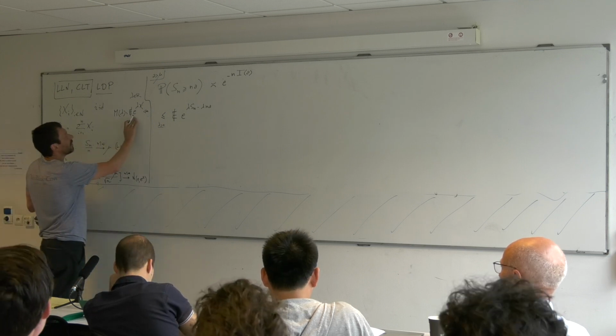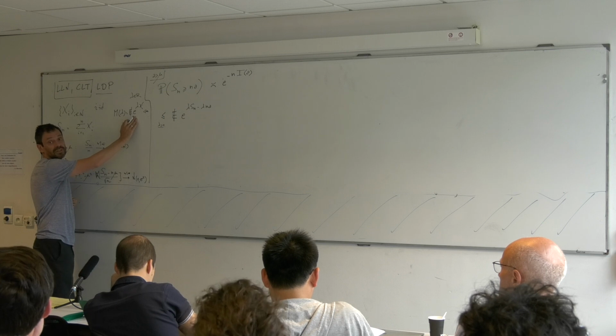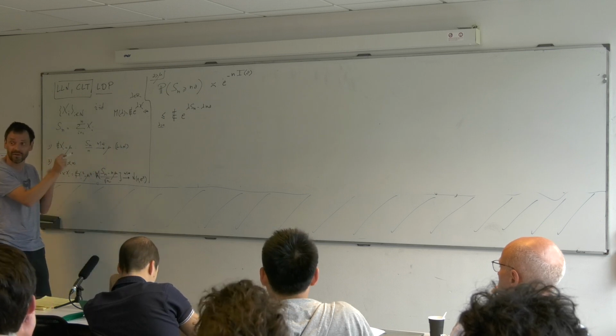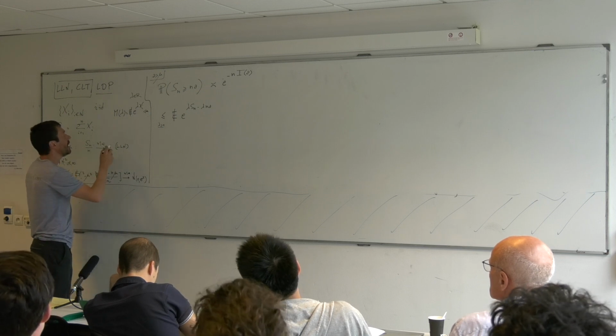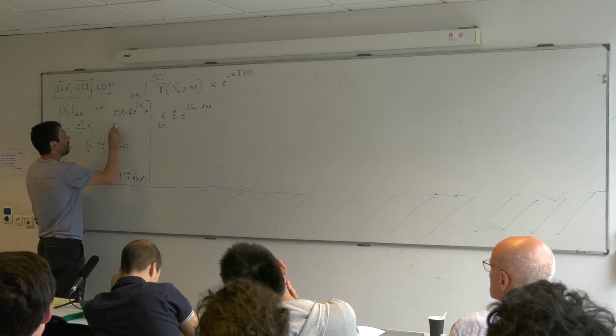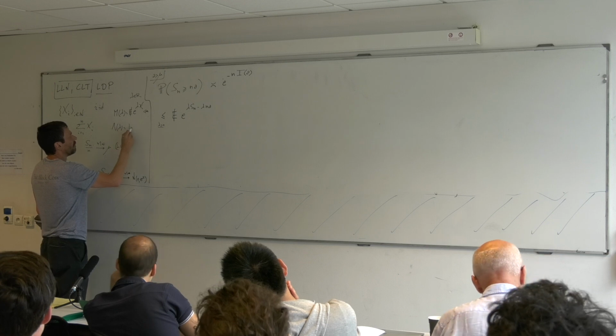Well, it's clearly finite if lambda is equal to zero, but we'd like to be able to extend it a little bit away from zero. It's finite if lambda is equal to zero, because then it's the expectation of one, right? And there's another quantity that will be very important, which is the log of this.